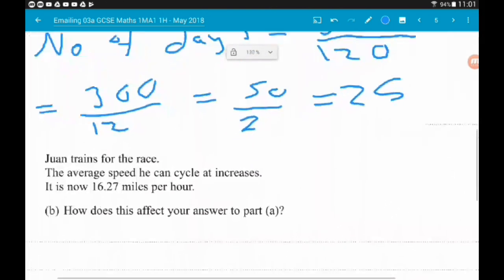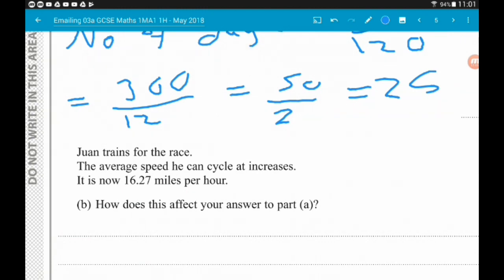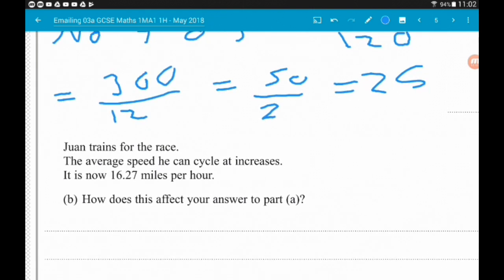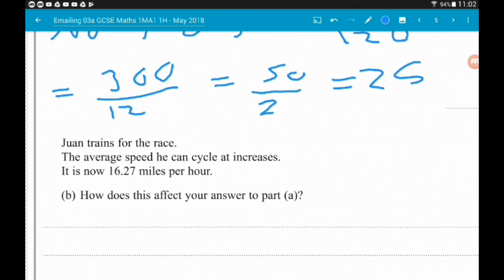Okay, then part B, one trains for the race. The average speed he can cycle increases. It is now 16.27 miles per hour. How does this affect our answer to part A? Well, if he's going a faster average speed, it's going to increase the distance that he goes every day, so it's going to take him less days to complete the race.